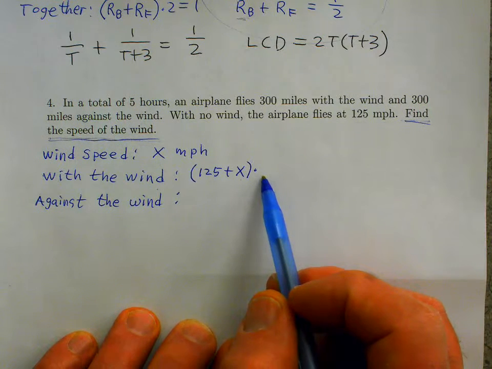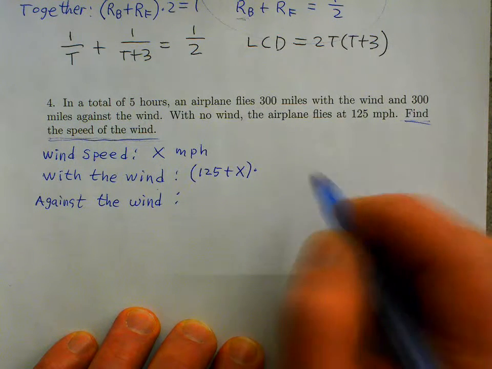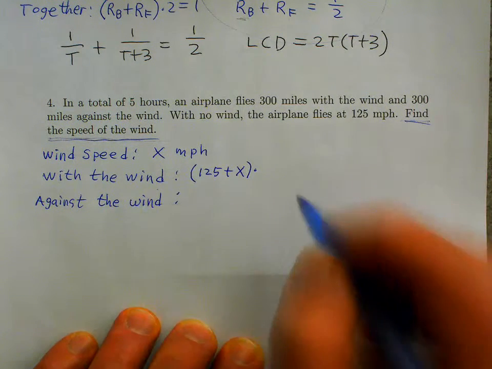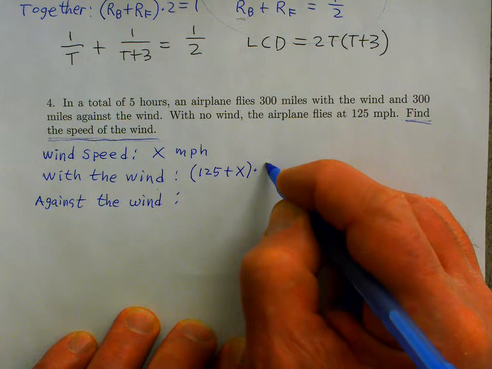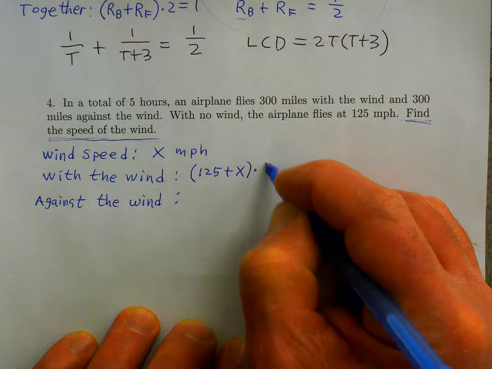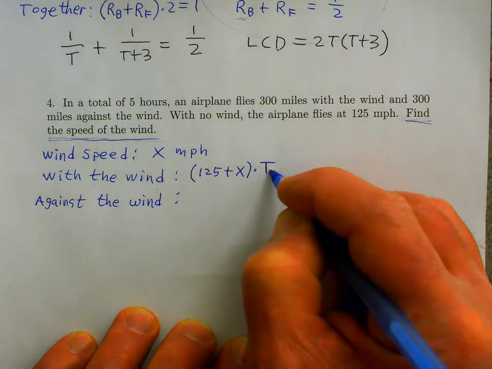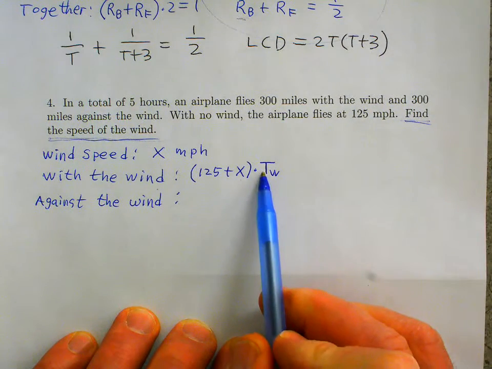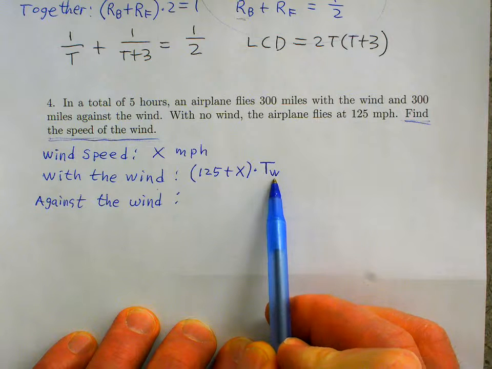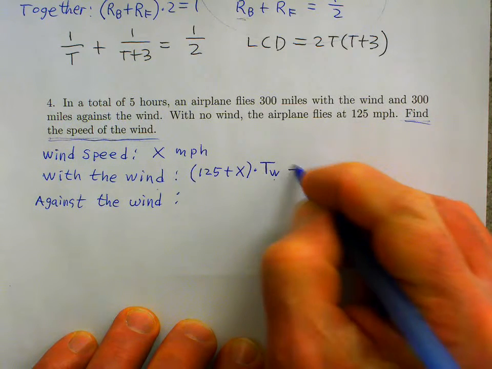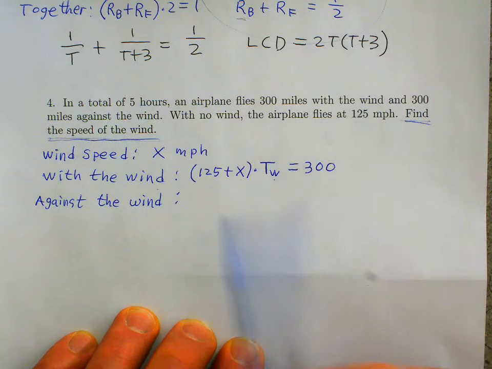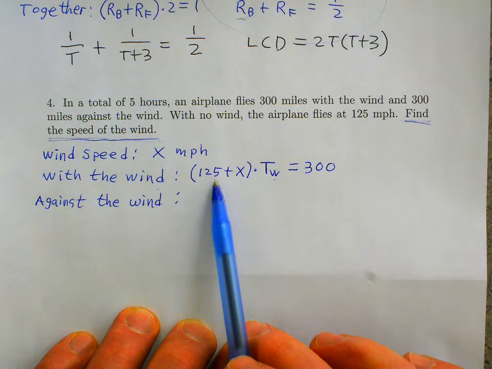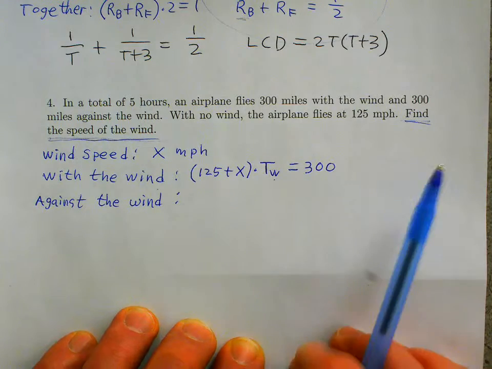The actual amount of time it takes to fly 300 miles with the wind is not given, but we can represent it. I'll represent that amount of time as T sub W for the time flying with the wind, and the distance is 300 miles. So we have an equation of the form rate times time equals distance.